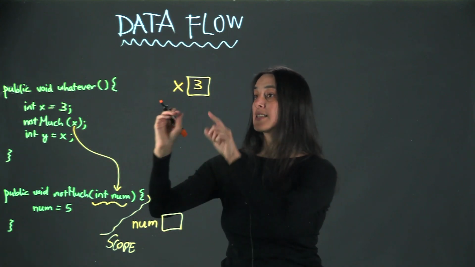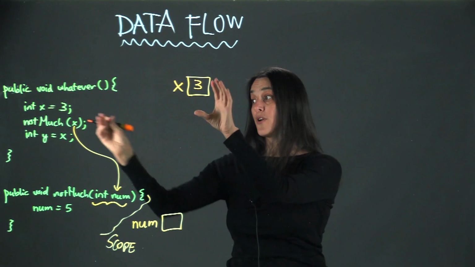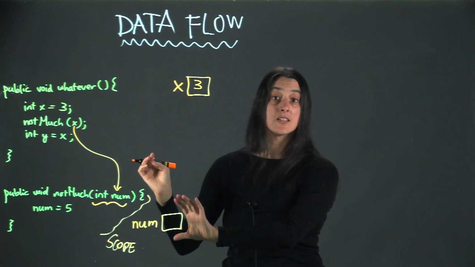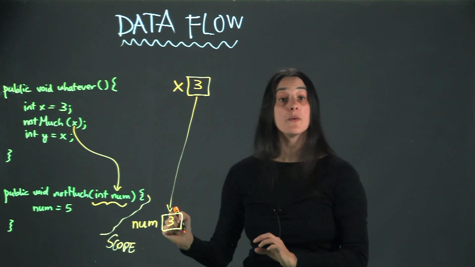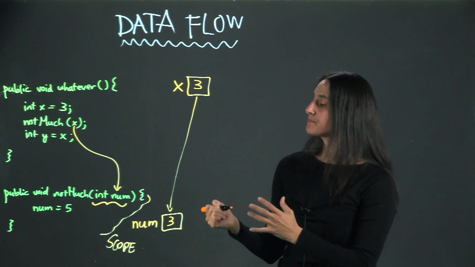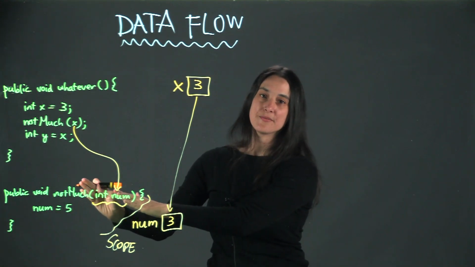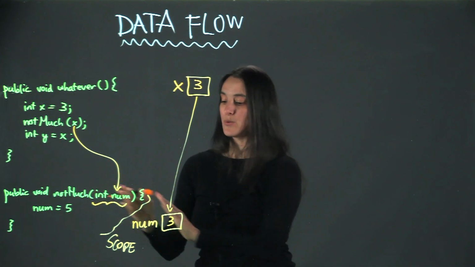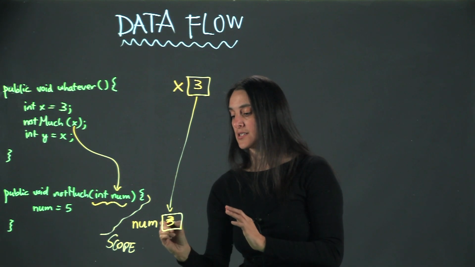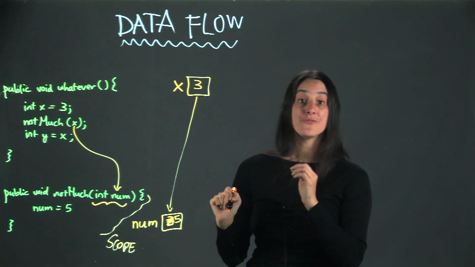The second thing it does is copy the value from the argument down into this parameter slot. So it just takes this and copies it right down, and now num is also equal to 3. Then this method only does one line of code: it changes the value of num to 5. So the very first thing it does is make this equal to 5.